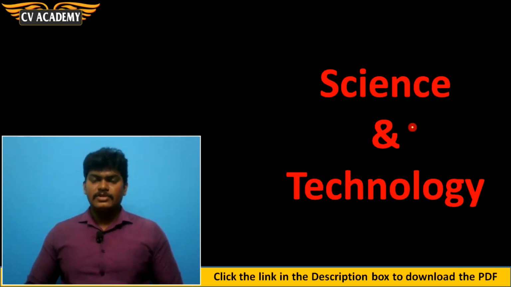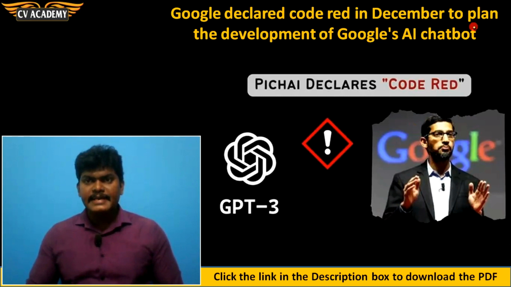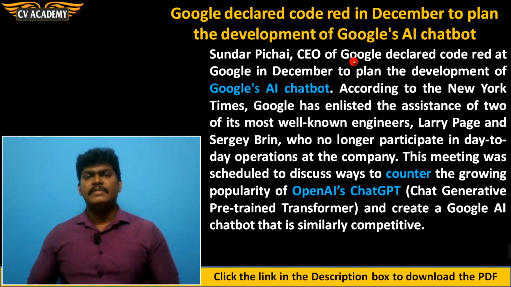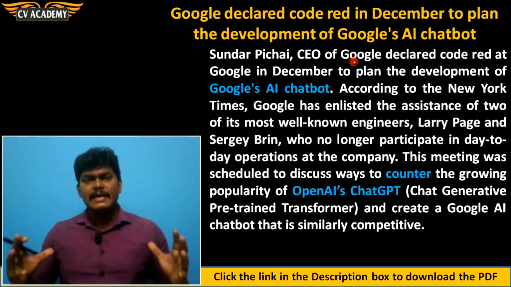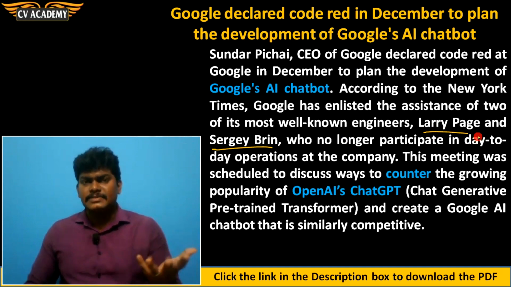Then science and technology news. 50th news: Google declared code red in December to plan the development of Google's AI chatbot. Yes, the Google company suddenly declared code red and organized an emergency meeting. In that meeting, Larry Page and Sergey Brin, the founders of Google, also participated. So what was the emergency in conducting this meeting?